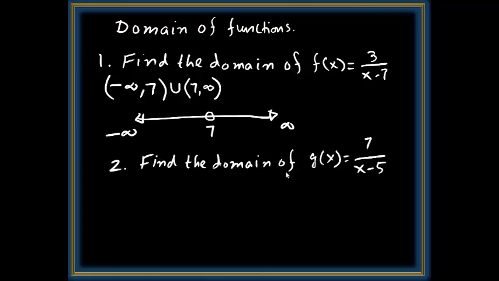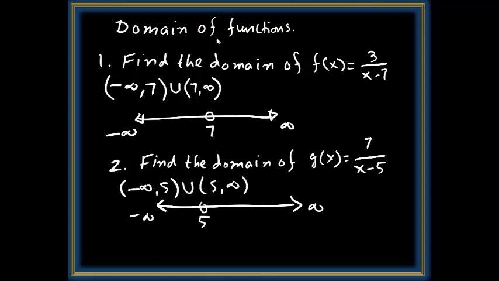We are taking second example where your function is g of x equals 7 over x minus 5. So just like number 1, in this case you will say that your domain will exclude 5. Now we write the domain of g of x using interval notation and also show you on the real line. So clearly you see the domain of g of x will be negative infinity to 5 and then 5 to infinity.